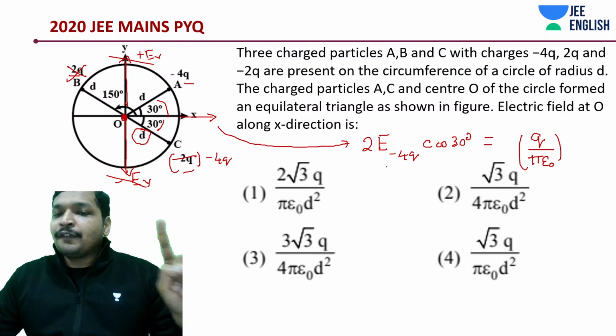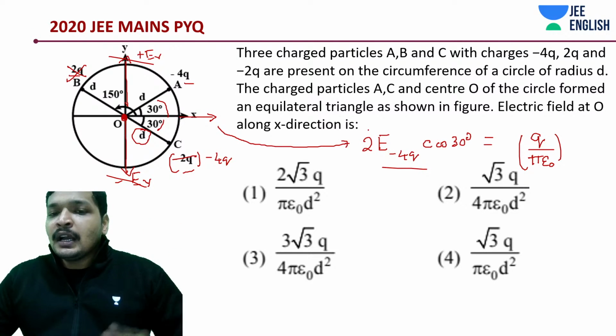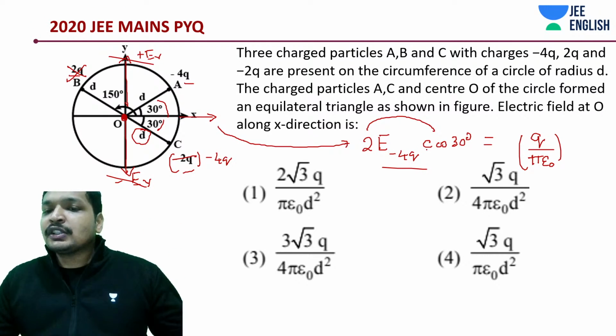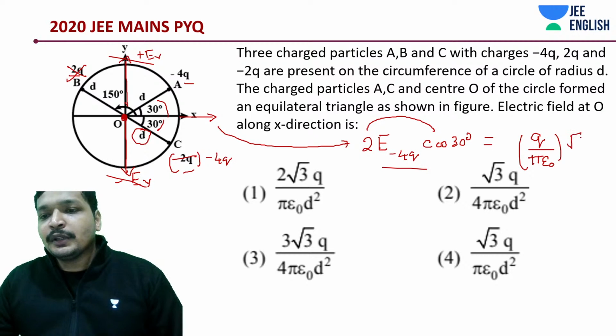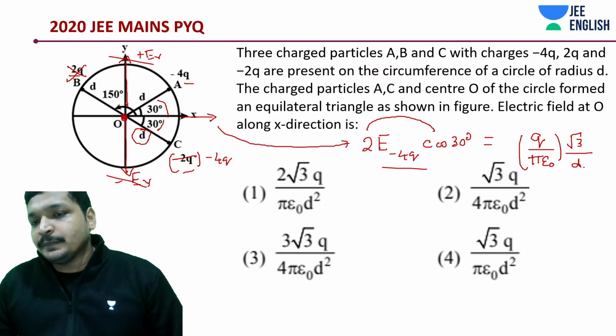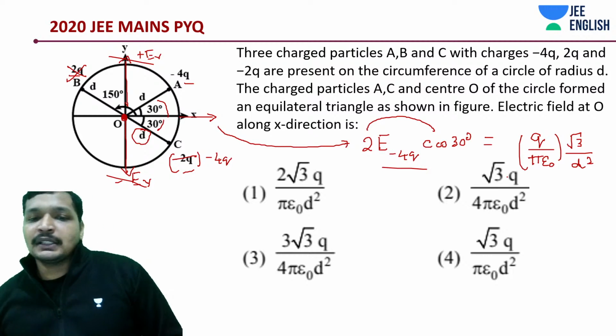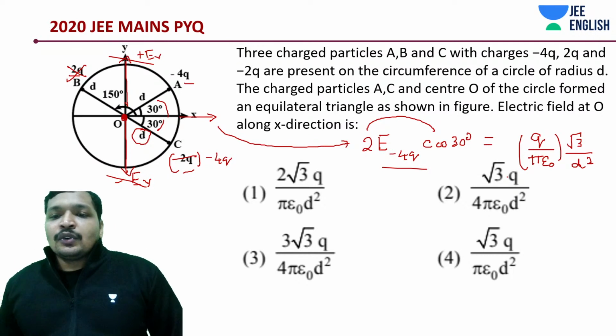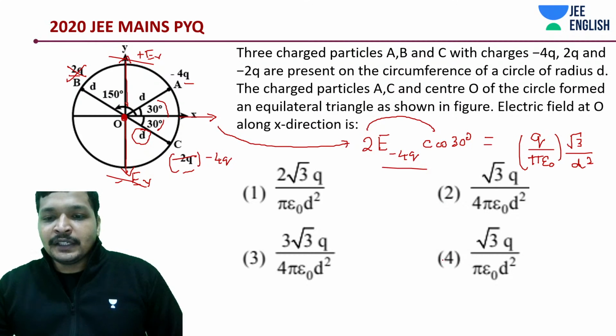We have just calculated the field term, and these two cos 30 is how much? Cos 30 is root 3 by 2. So this should be root 3, and there would be d square, of course. I'm just talking about the numbers that you have to note. So the answer should be simply, without putting in much effort, it should be 4.